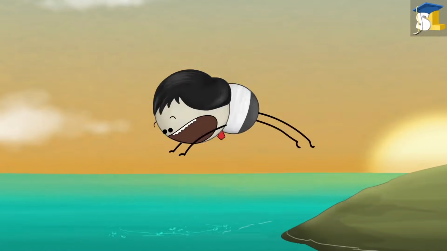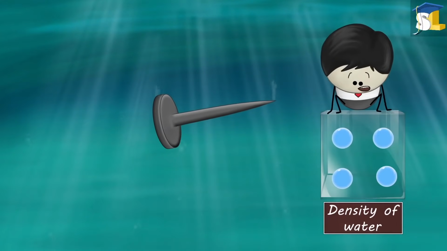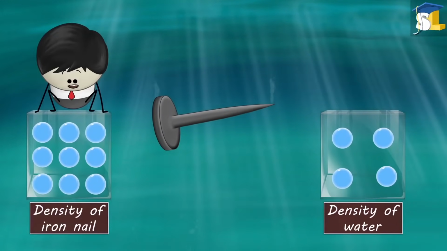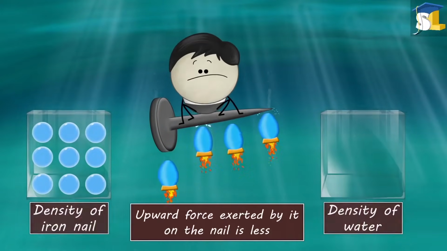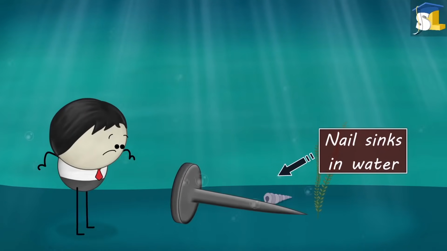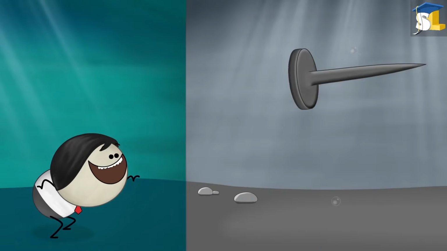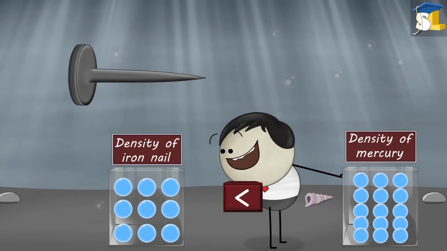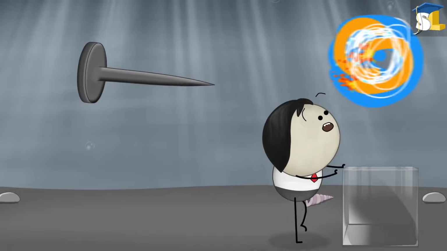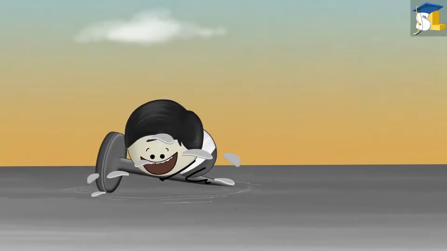In the first case, the iron nail sinks in water because the density of water is comparatively less than the iron nail. As water is less dense, the upward force exerted by it on the nail is less. Hence, the nail sinks in water. However, in the second case, as the density of mercury is comparatively more than the iron nail, the upward force exerted by mercury is more. Hence, the nail floats on mercury.